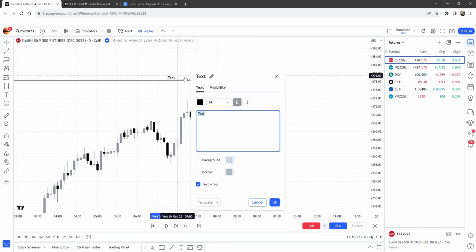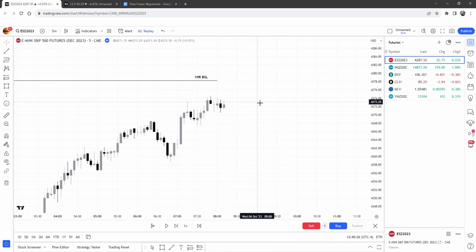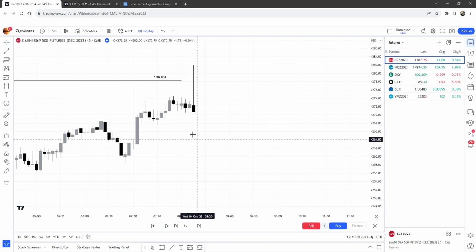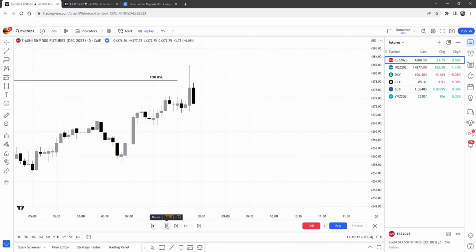Let's mark it out. 1 hour buy side here, right? So at this moment in time, it's 8:15 in the morning. So I'm not doing anything anyways. I only trade after 9:30, right? So there's nothing to do here. Yeah, sure, we swept it. Doesn't matter. I'm waiting for 9:30.